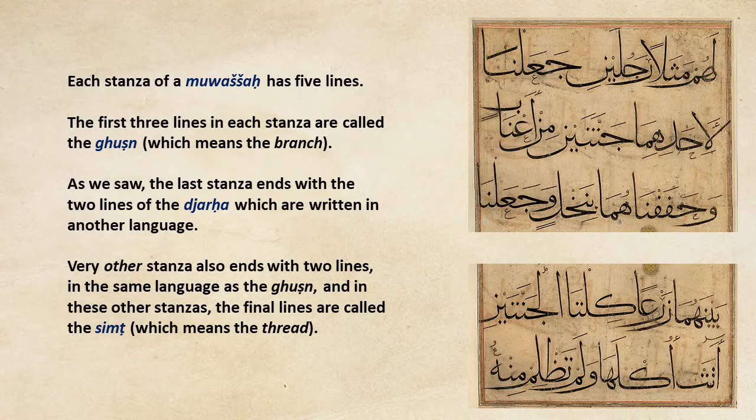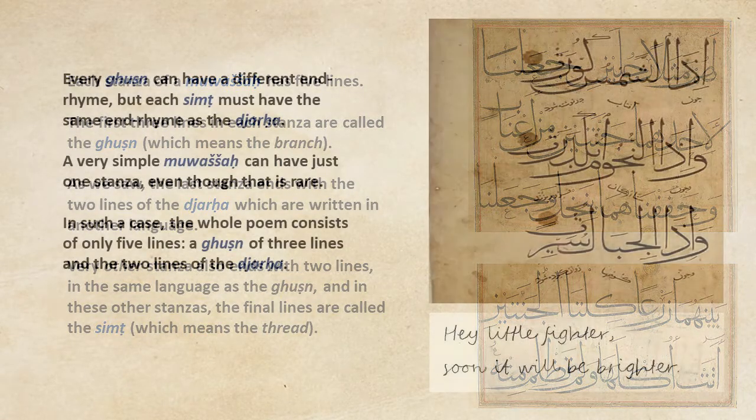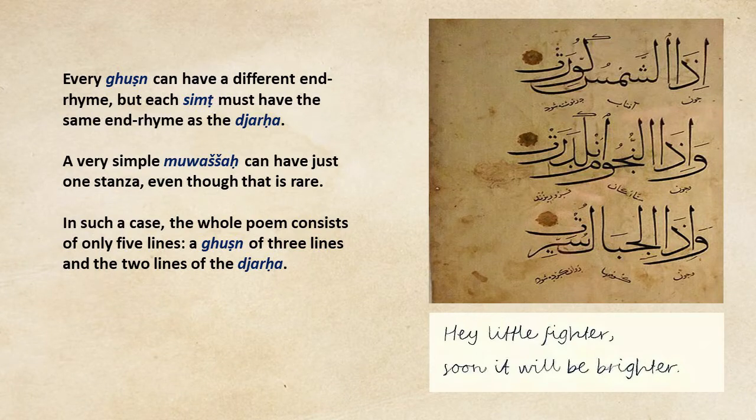That's the same pattern, the same end rhyme, as I will explain, as it rhymes with the words of the jarha. Okay, here it comes. Every ghusn can have different end rhymes. So the first 3 lines of the first stanza could end with one rhyme, and the next one could end with another, or whatever, right? They can have different end rhymes, but each simt has to have the same. So the last 2 have to have the same rhyme, and they have to have the same rhyme as the jarha.